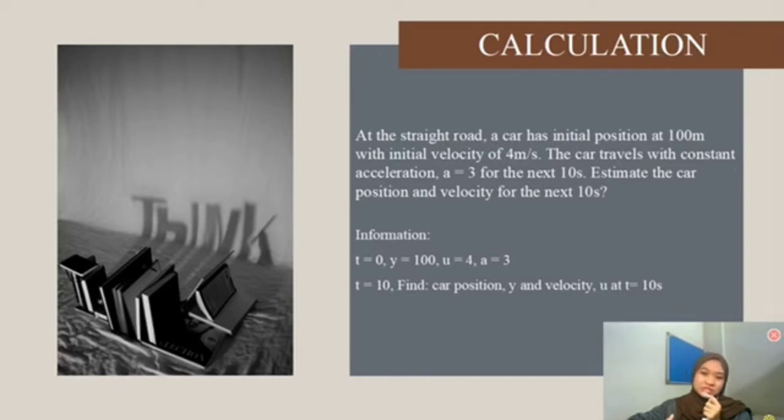Based on the question given, we need to find the car position, which is represented by y, and also the velocity u at t equals 10 seconds. There is some information that we can use to solve this question: at t equals 0, the initial position y is 100, the velocity u equals 4, and the acceleration is 3. Another one is t equals 10. So shall we move on to the calculation?